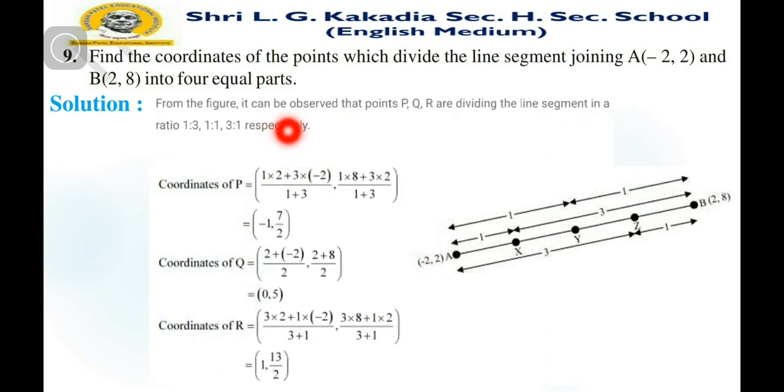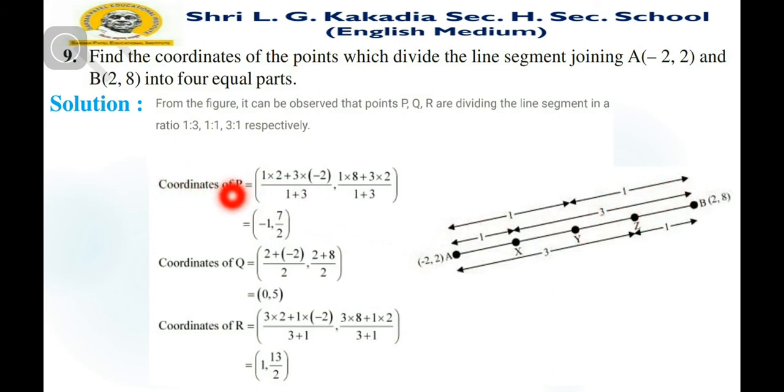From the figure it can be observed that the points P, Q, R, or XYZ, are dividing the line segment in a ratio 1:3. Here we take P, Q and R, not XYZ. So here P divides 1:3, Q divides in the ratio 1:1, because Q is the midpoint of AB, and 3:1 is the ratio in which R divides AB.